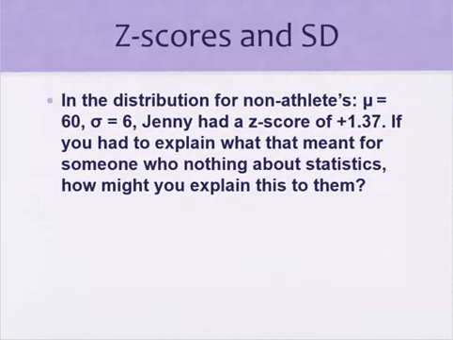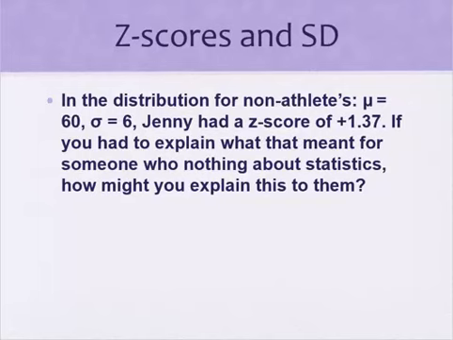So let's think about our previous distribution of scores here. In the distribution for the non-athletes, that had a mean of 60 and a standard deviation of 6, let's say we had somebody, her name was Jenny, and she had a z-score of plus 1.37. Now, if you had to explain what that meant for somebody who knew nothing about statistics, how might you explain this to them? If you wanted to explain how well Jenny did compared to everybody else, you couldn't really say, well, Jenny had a z-score of 1.37.